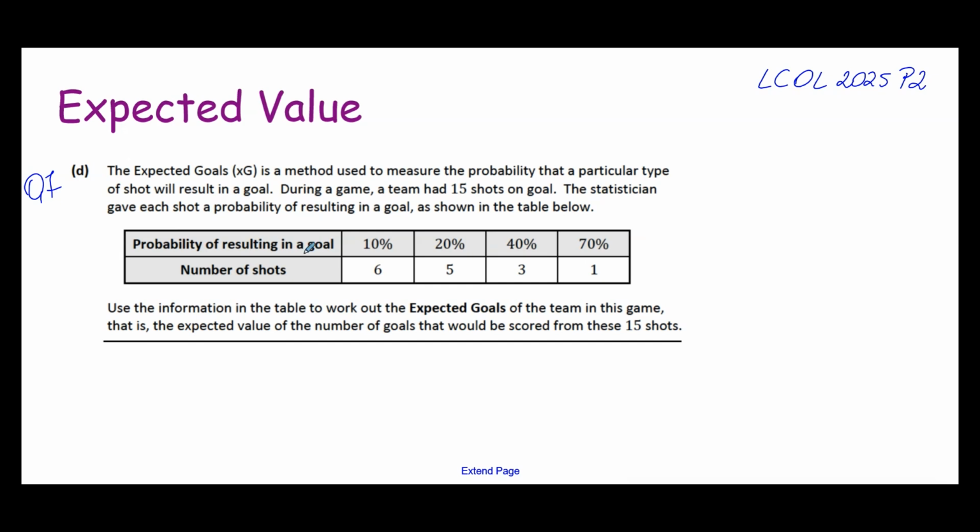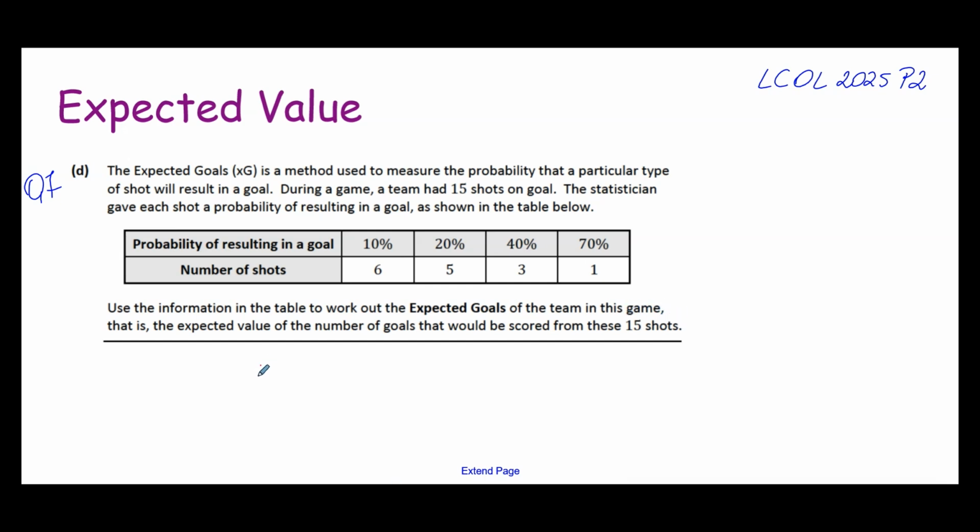So here we have a probability of resulting in a goal of 10%. There is a probability that there will be 6 shots. Okay, we get that. So we have to use this information in the table to work out the expected goals, basically the expected value for the team in this game. That is the expected value of the number of goals that would be scored from these 15 shots.